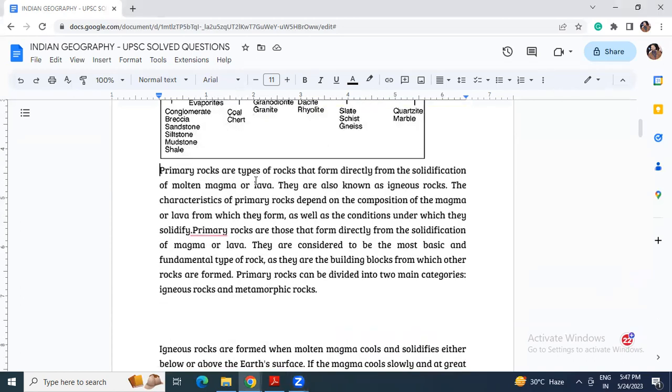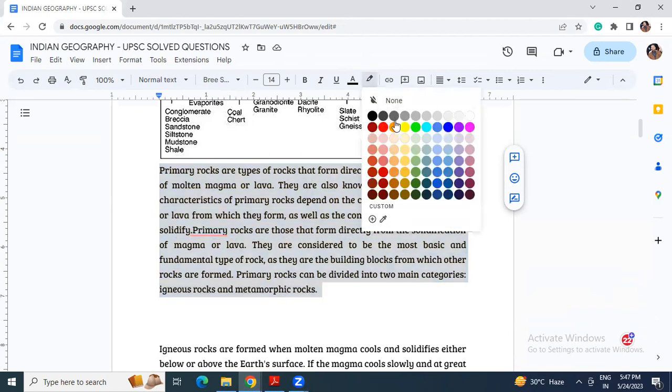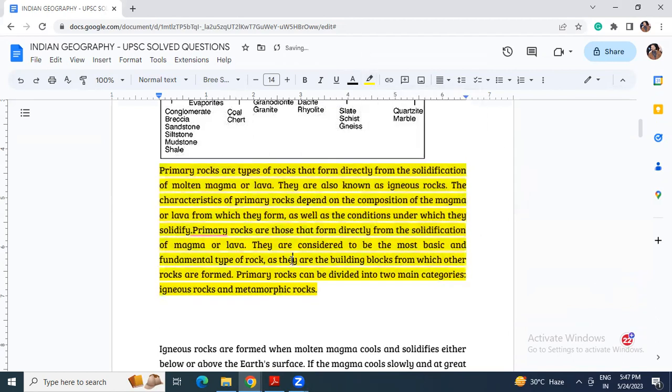Now, these primary rocks are the rocks that directly form by solidification of magma or lava. We know that, yes or no?